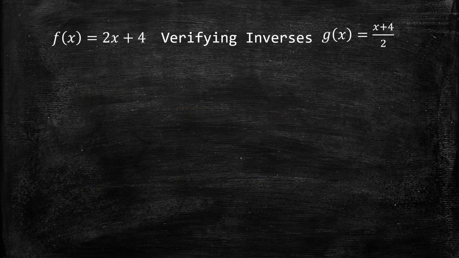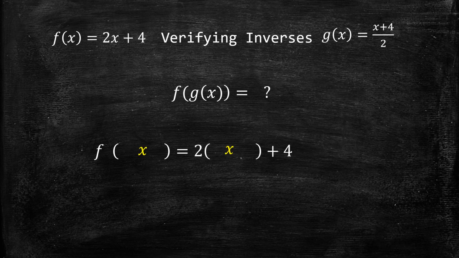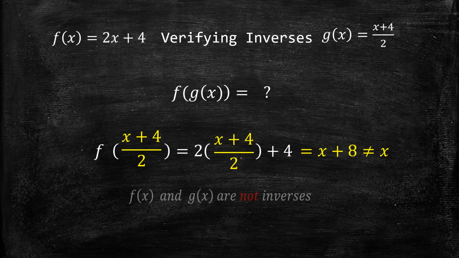Now we need to verify that these two are inverses. So we need to take their composition. So first of all, this is f of x, but I need f of g of x. So take out x, replace it by g of x. Now take out g of x, replace it by the expression it represents. We notice that after simplification, we didn't get x. So f of x and g of x are not inverses.